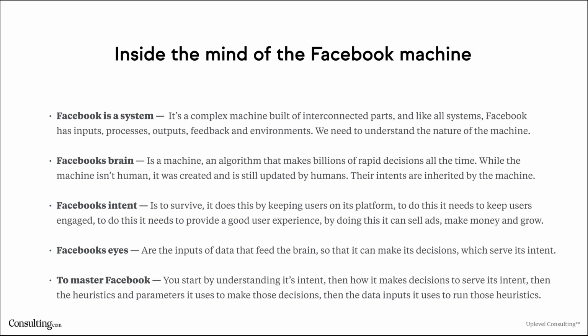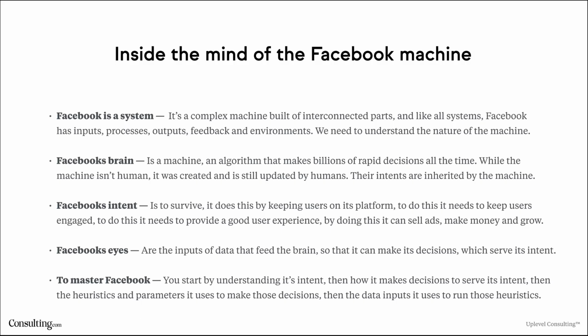And Facebook's intent is to survive. And it does this by keeping users on its platform. And to do this, it needs to keep users engaged. And to do this, it needs to provide a good user experience. And by doing this, it can sell ads, make money, and grow. So that's what Facebook's intent is. It's to survive. First of all, it wants to make sure it maintains what it's got, and then its ambition is to grow even bigger than what it is. So when you can understand the intent of Facebook, you can understand the intent of the algorithm that's kind of running everything.